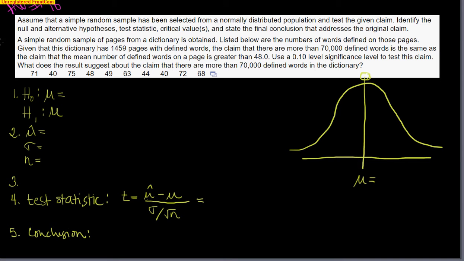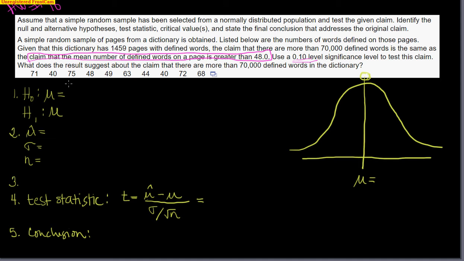What we're asked is the claim here that the average number of words on a page in a dictionary is greater than 48. That is our claim right there. And we need to use a 0.1 significance level.